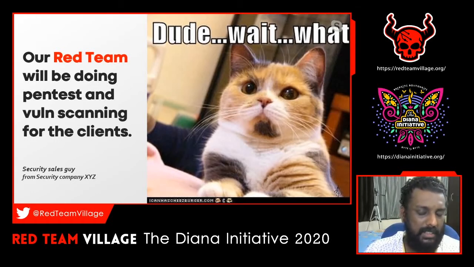By using the term internal red team, they actually mean internal pen testing. That is not true. That is what I'm trying to establish here.